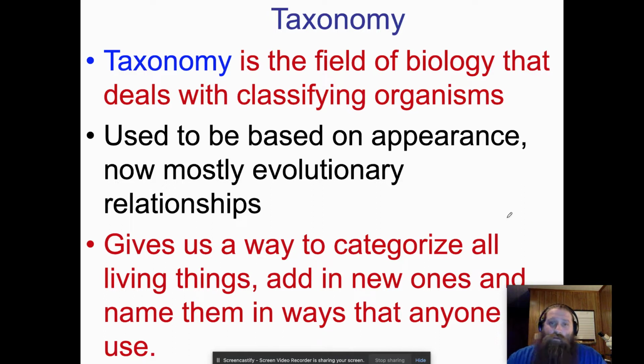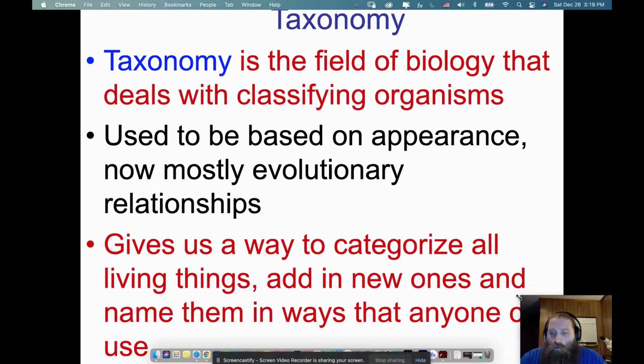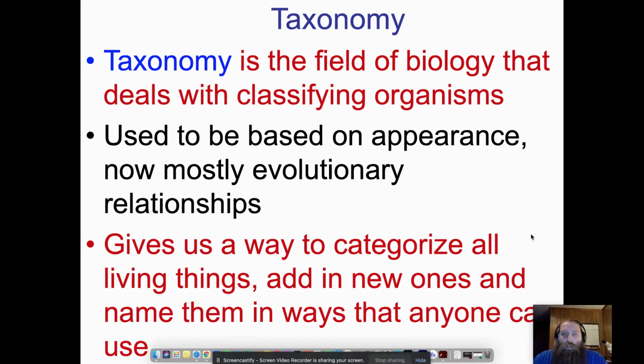So taxonomy is this field in biology that deals with classifying organisms, okay? And when we're talking about classifying organisms, we mean organizing them based on their relationships. That used to be that we only looked at their appearance, and you'll find that a lot of the names that go with older taxonomy describe that appearance, and we'll look at some of those.